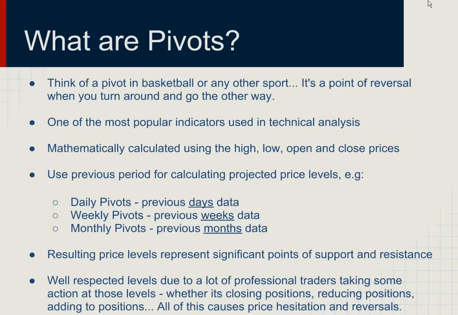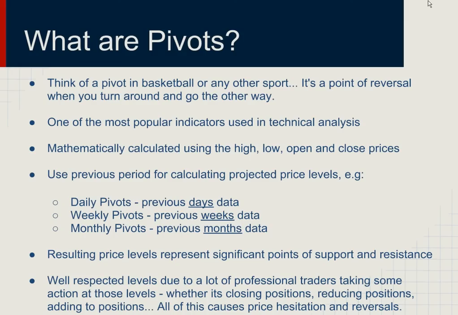It's mathematically calculated using the high, low, open and close prices. Now, the prices that it uses are from the previous period for calculating. Now stay with me. This previous period can be daily, weekly and monthly pivots. So if you're looking for daily pivots, then you would use the previous day's data. So if today is Wednesday, for example, we would use Tuesday's data to calculate today's pivots. Also, for weekly pivots we use the previous week's data, and for monthly pivots we use the previous month's data.